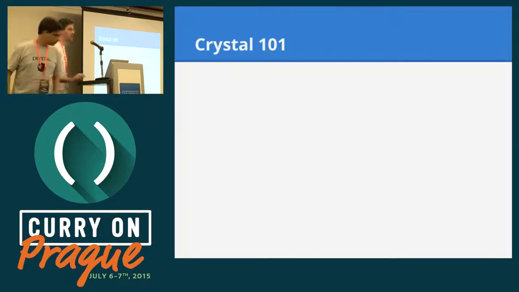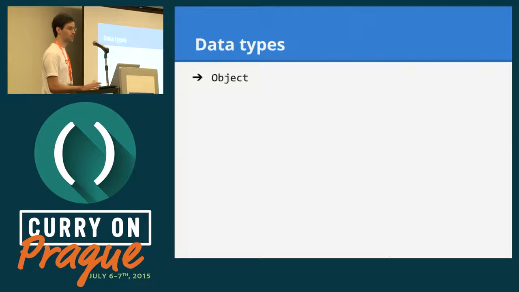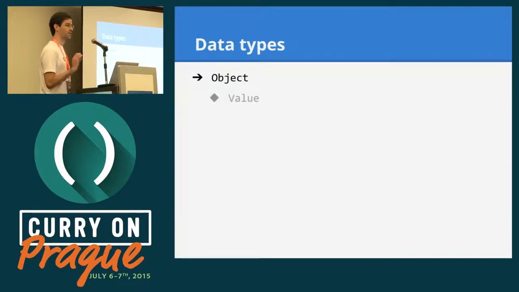So, hi everyone, I'm Ary. I'll give you a brief overview of the language. Of course, in 40 minutes we can't say everything, but let's begin. Let's start with the data types. Crystal is an object-oriented language, so everything's an object. And then we have two big categories.